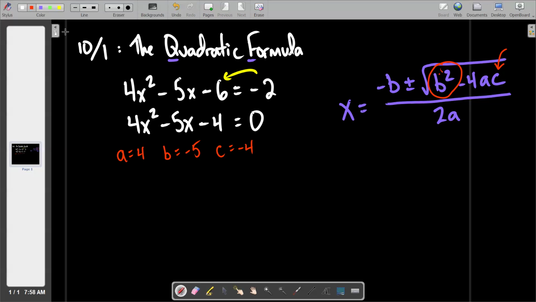Let's take a look. So we're going to take these three red numbers and plug them into the quadratic formula, and it's going to say, here we go, x equals. The first thing we do is take the opposite of b. What would that be in this case? Positive 5, and then we write plus or minus, and then we draw a big long square root sign.